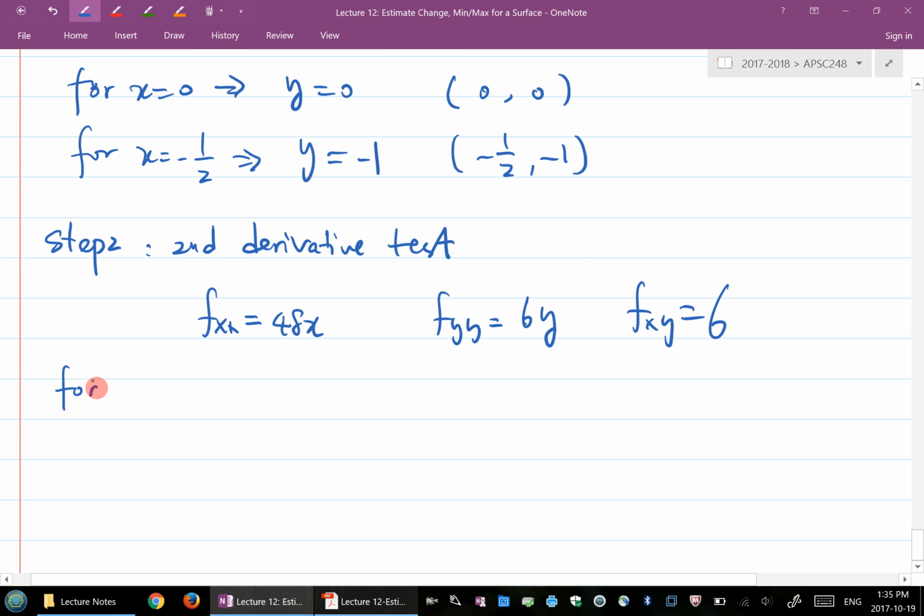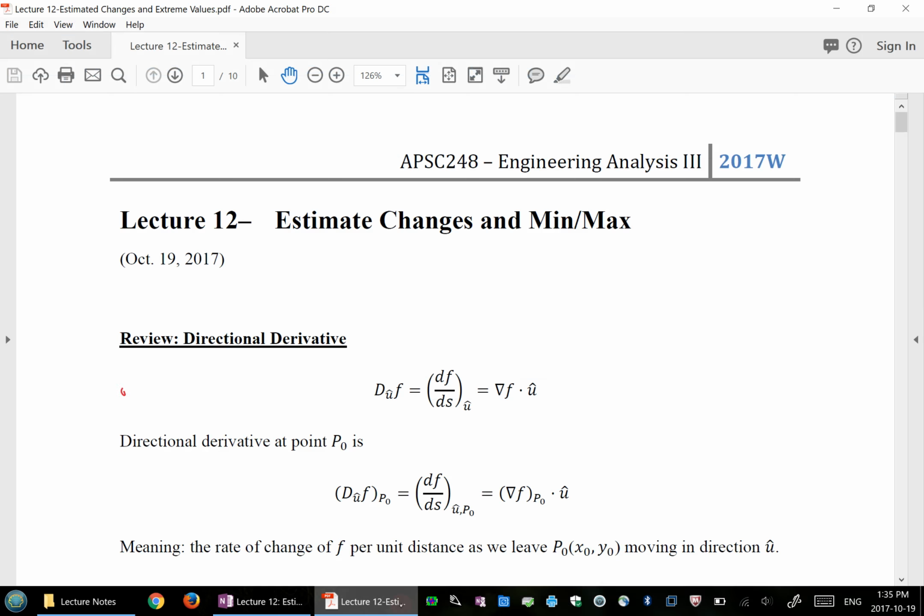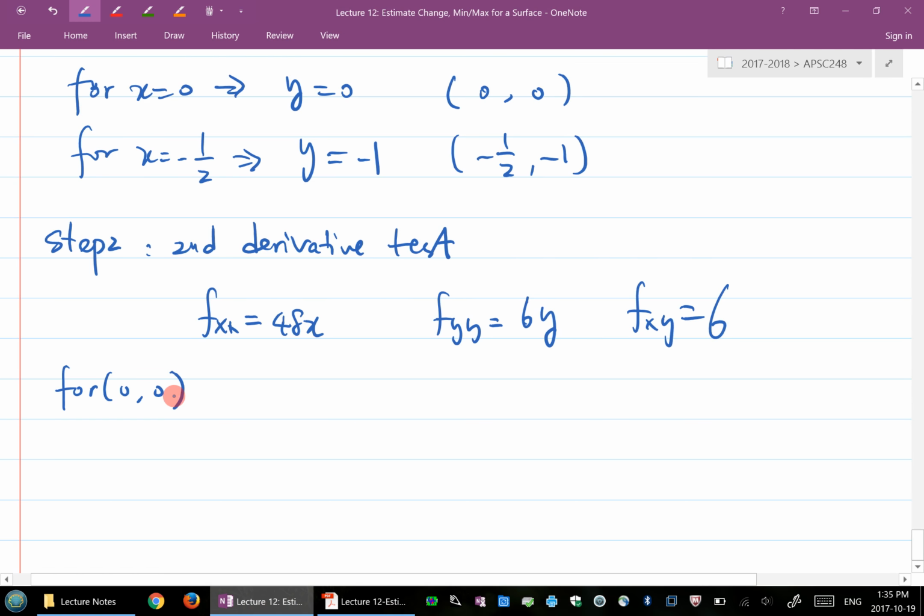So then we can look at individual points. The first point we want to look at is the (0, 0) location, right? So plugging in 0, 0, which is a equal to 0, b equal to 0, into the three terms here, we have fxx(0, 0) equal to 0, and fyy(0, 0) equal to 0 here. fxy, no change, is still 6. Okay, that's for this location.